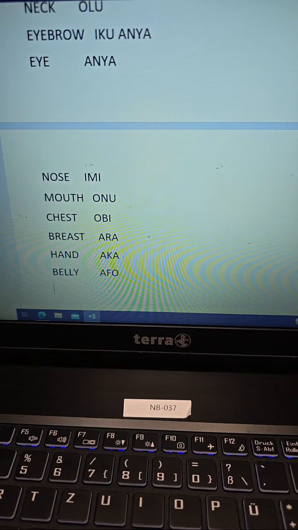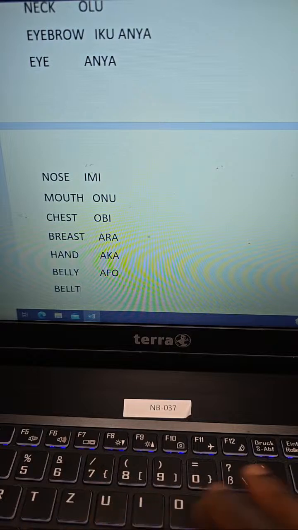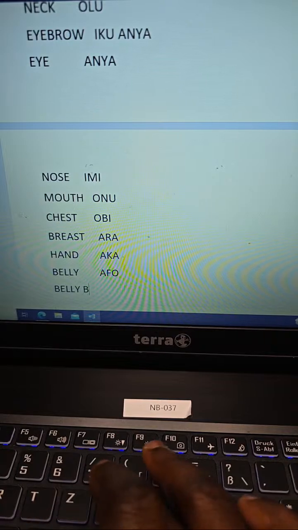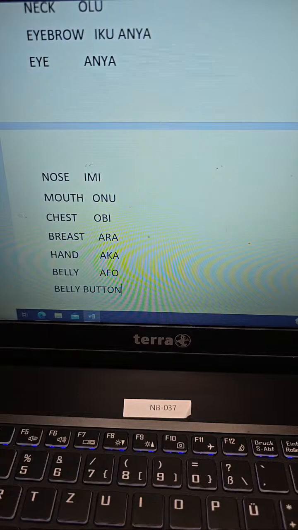Belly, afọ. Belly, afọ. Belly button. Belly button.